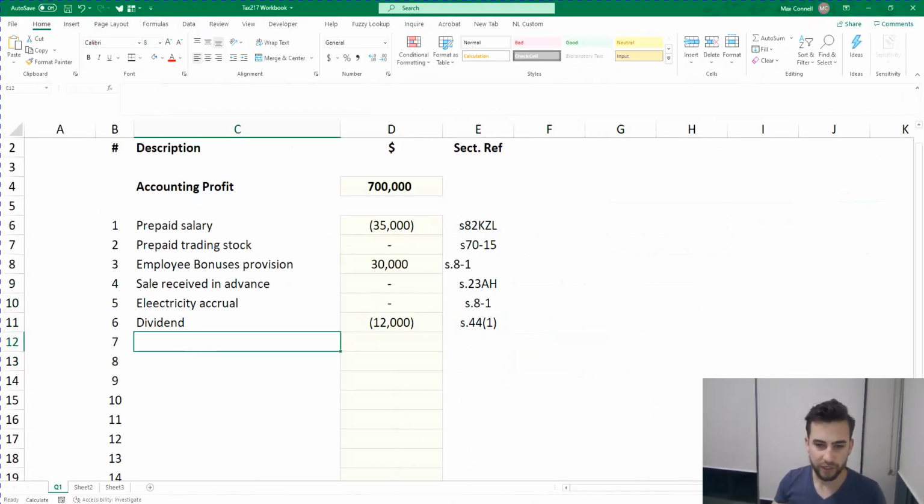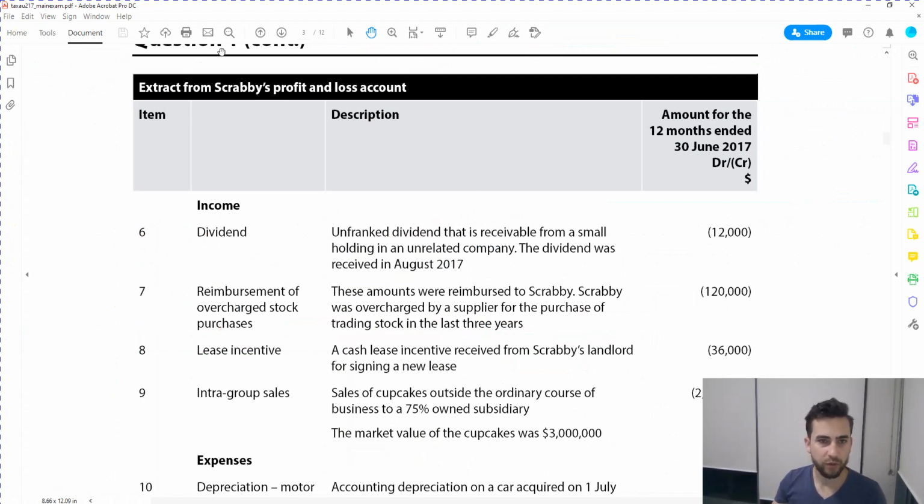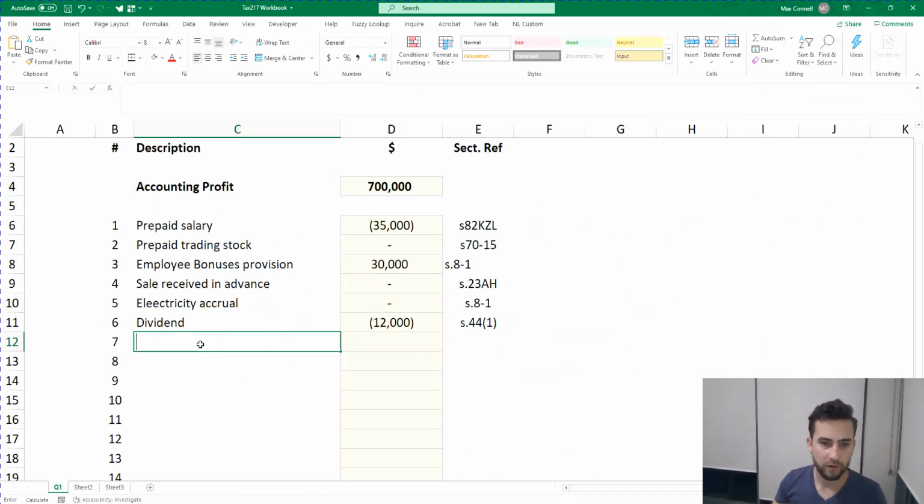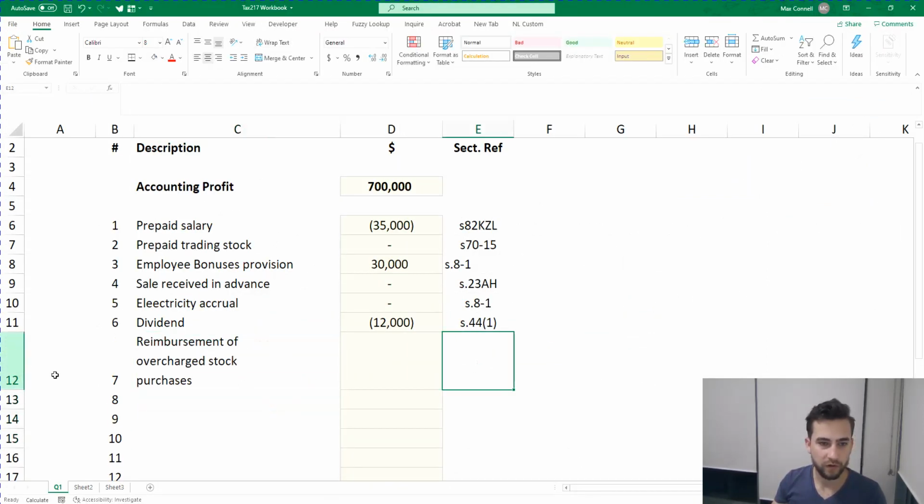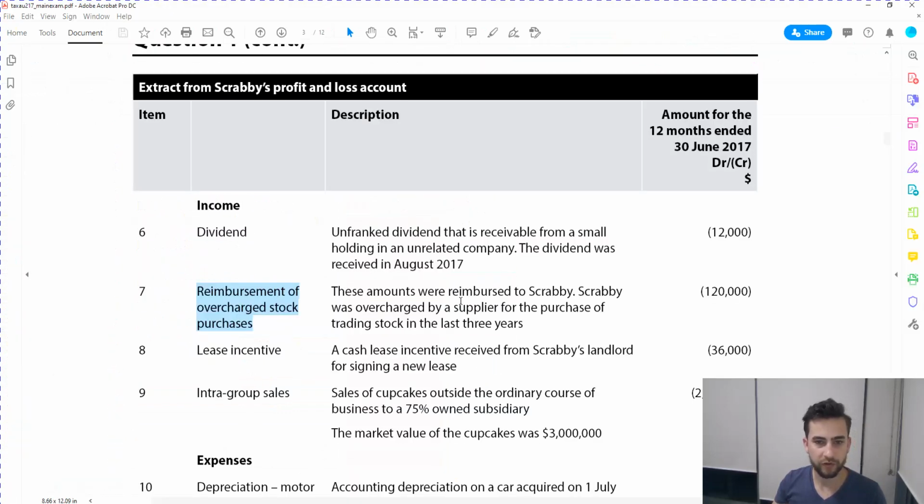Okay, so next question is reimbursement of overcharged stock. So I might actually just copy this like that. Okay, so let's read this question. Basically, these are amounts that were reimbursed to Scrabby. Scrabby was overcharged by a supplier for the purchase of trading stock in the last 3 years. Interesting. So they've included a credit, probably an income of $120,000.